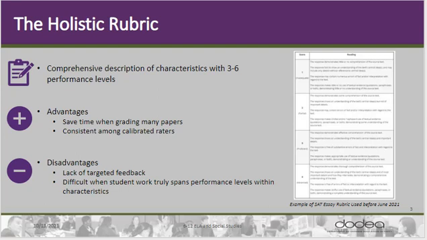Let's talk briefly about the holistic rubric. The holistic rubric provides a comprehensive description of characteristics with 3 to 6 performance levels. The example in our slide is from the SAT essay rubric from June of 2021. The advantages of the holistic rubric: it saves time when grading many papers, and this is a consistent way to grade among calibrated raters. However, some of the disadvantages, if you're helping to foster assessment-capable learners, will be the lack of targeted feedback, and it's difficult when students are truly working in between the span of performance levels within a characteristic. So that's the holistic rubric.